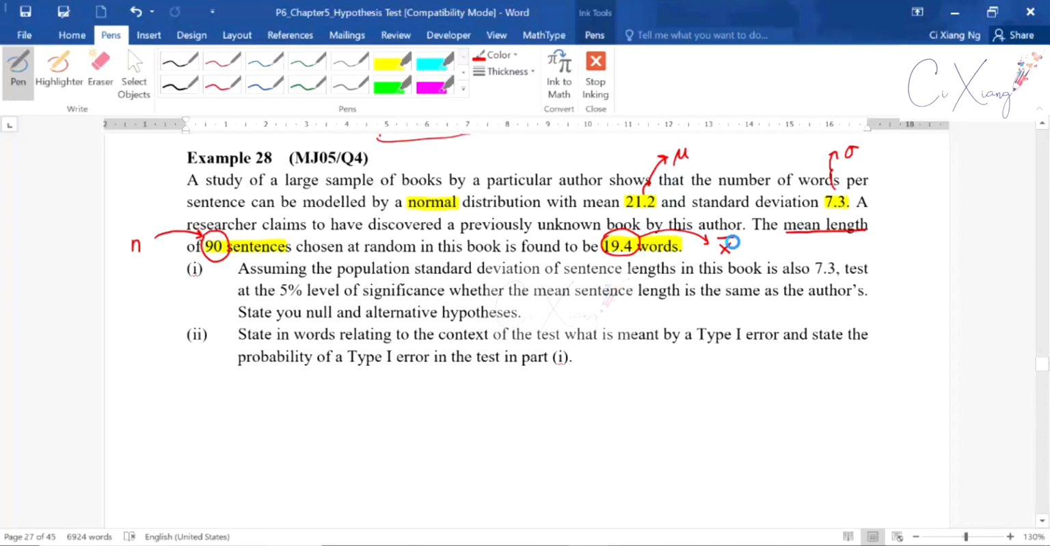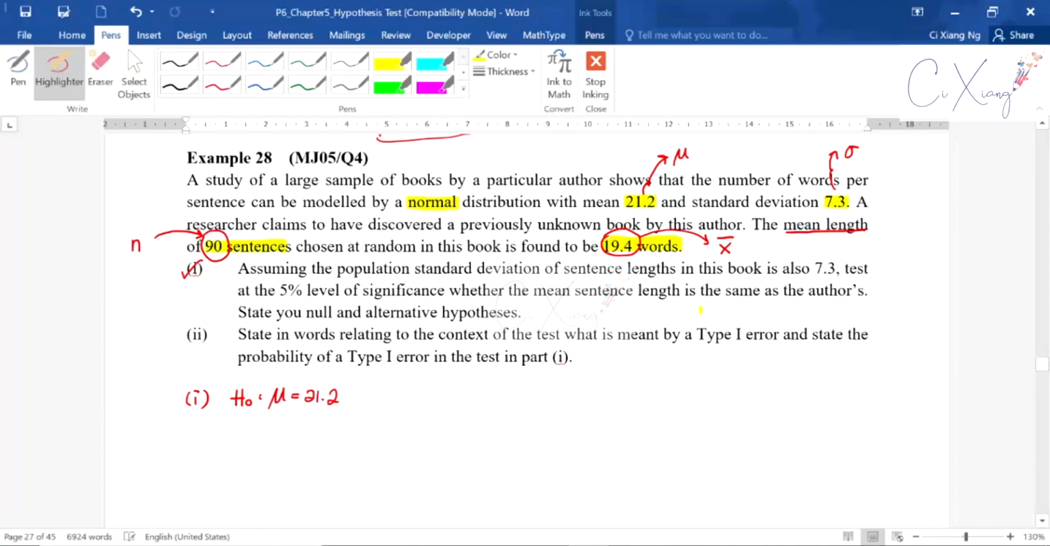Okay, so first, assuming the population standard deviation of sentence length in this book is also 7.3, then test at the 5% level of significance whether the mean sentence length is the same as the others. So state your null and alternative hypothesis. First of all, you need to decide what your null and alternative hypothesis are. From here, you know that your population mean is 21.2, so it is very obvious that your null hypothesis will be mu equals 21.2.